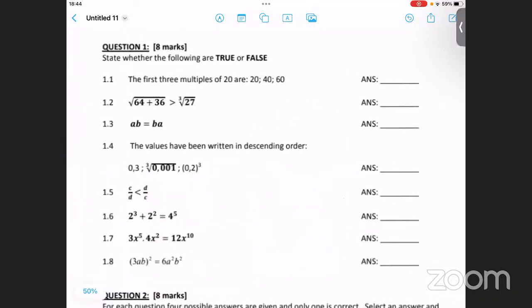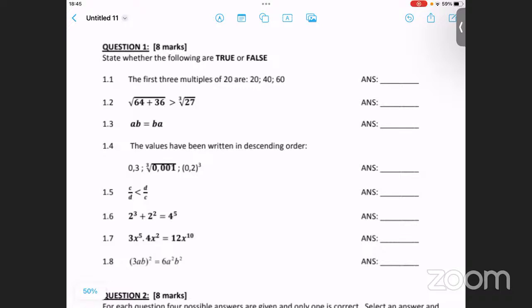Okay, cool. So I want us to do these questions. It's true or false, but we're not going to just say true or false. We're just going to check if you understand why you're saying true. This is question 1, the true or false question, and it has 8 marks. State whether the following are true or false. The first 3 multiples of 20 are 20, 40, 60. Is it true or false? It's true, ma'am.